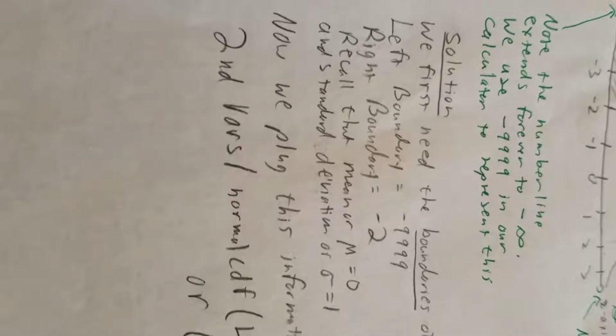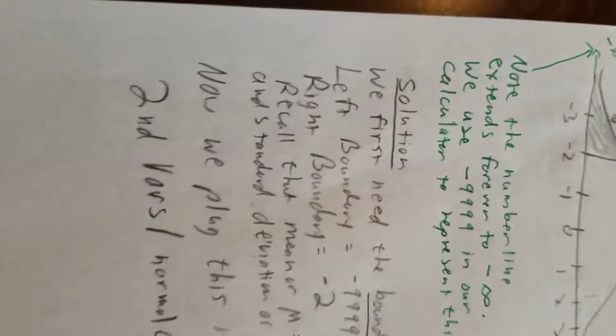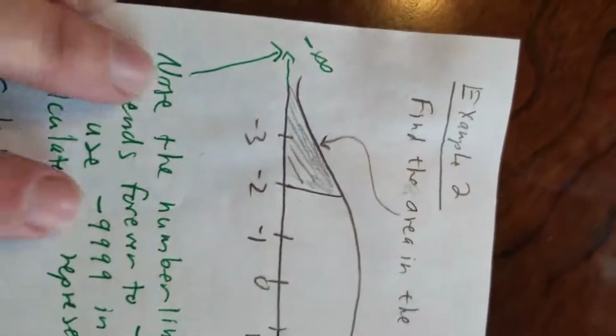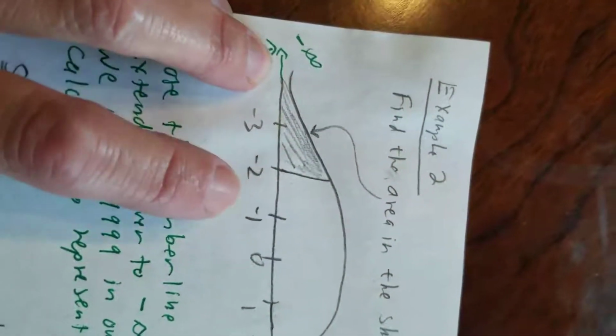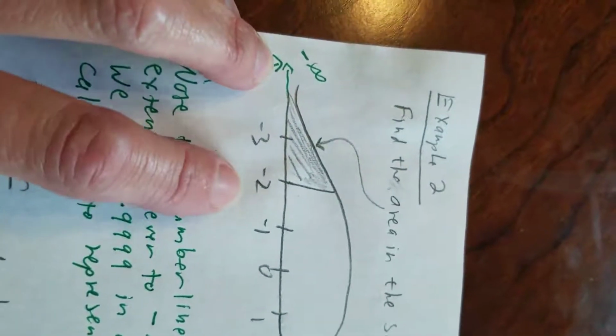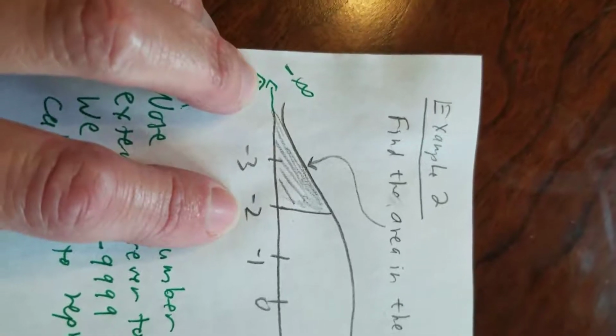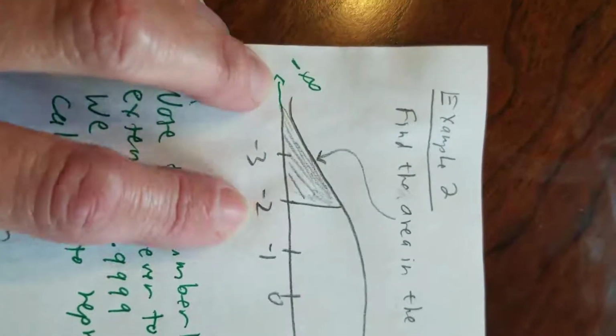Okay, so let's look at the solution. To find this solution, our calculator needs to know the boundaries of our region. So for this region, I'm going to put 2 fingers up here. My left finger is on negative infinity. My right finger is on negative 2. Okay? Always touch it.